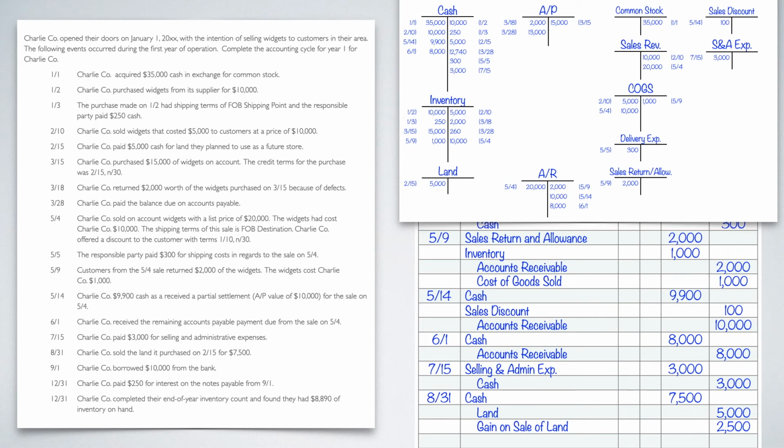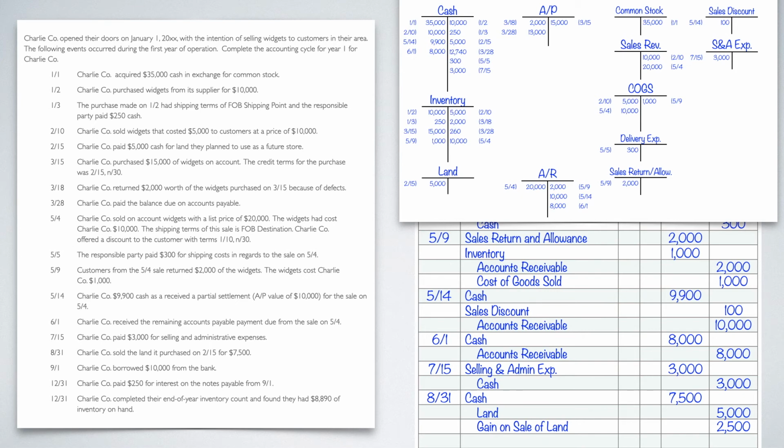Only got three more left. Charlie Company borrowed $10,000 from the bank. So we probably had to sign a promissory note. So this is going to be something dealing with notes, and because this is money that we owe, this is going to be a notes payable.